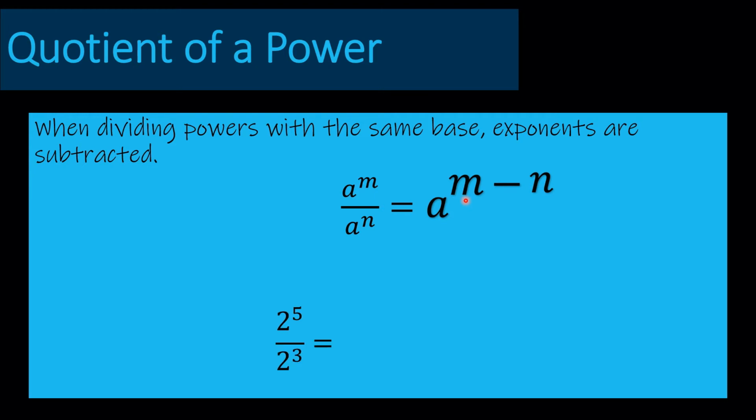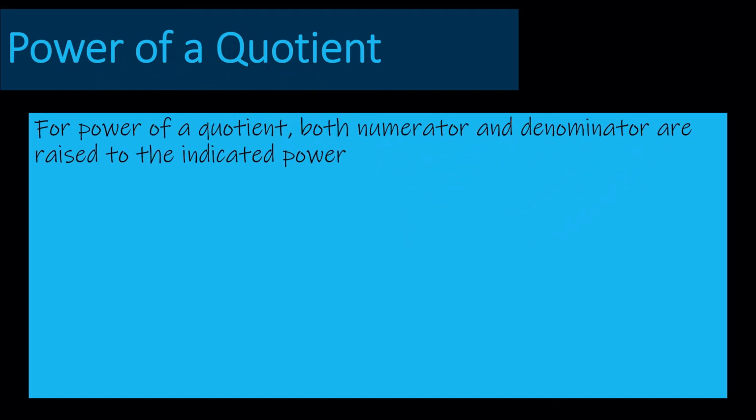Example, 2 raised to the power of 5 over 2 to the power of 3. So it's very clear we are dividing powers. So what we are going to do, since the bases are the same, we just copy the base 2 and then subtract the exponents. 5 minus 3. And 5 minus 3 is equal to 2. And 2 squared is equal to 4. That's it. Very simple.